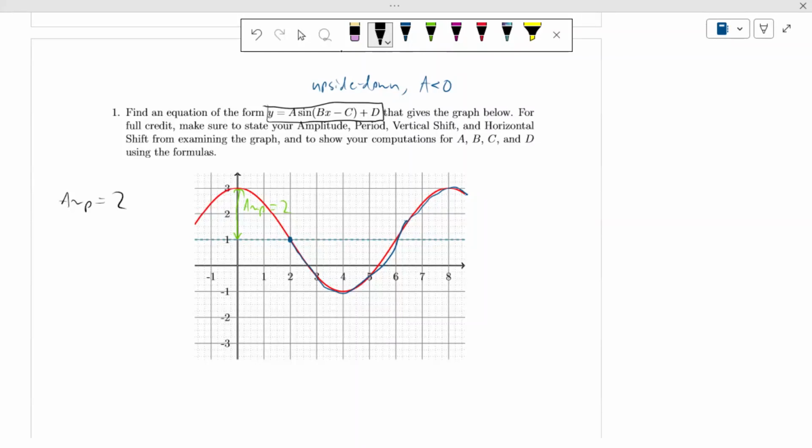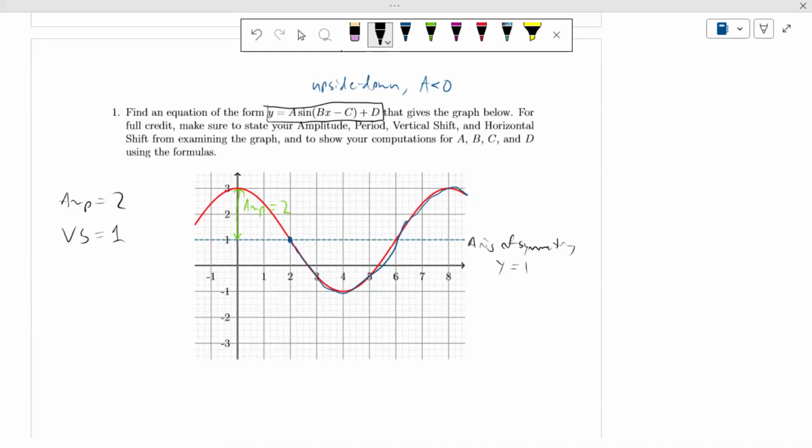Same thing with the vertical shift. The vertical shift is just wherever your axis of symmetry is. So here's your axis of symmetry, that dashed line right there, which happens to be at y equals 1. So that's your vertical shift as well. Vertical shift is 1. Okay, so those are easy. Those ones are not too bad at all.